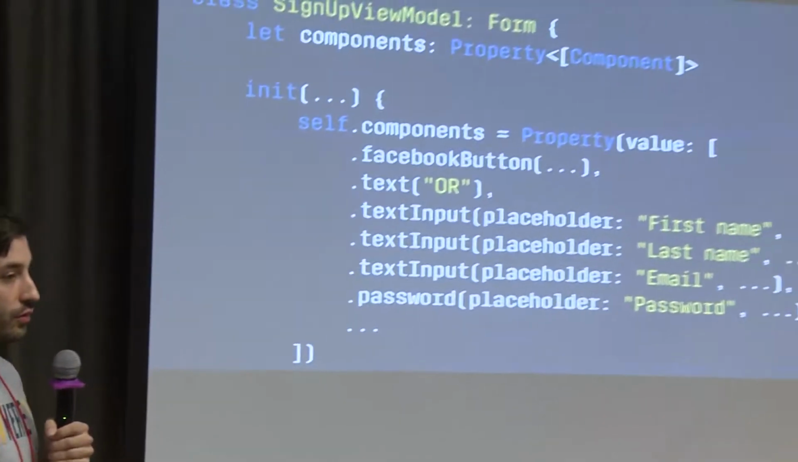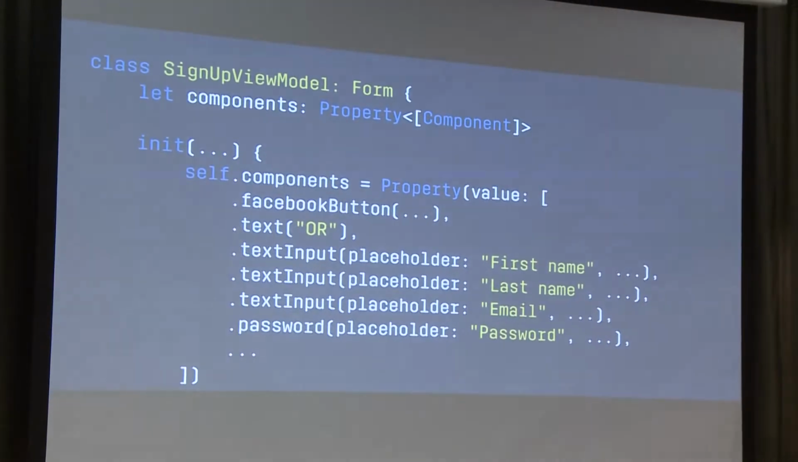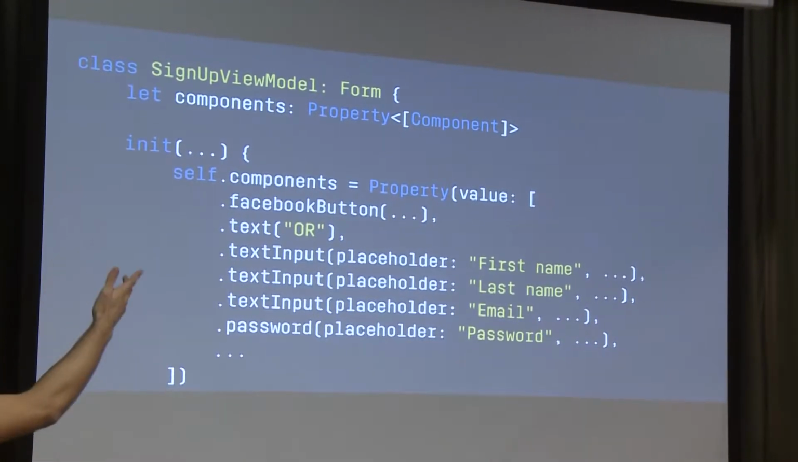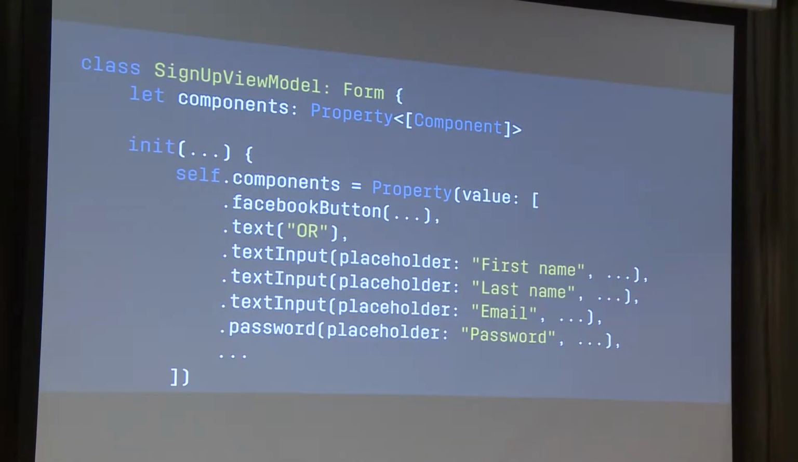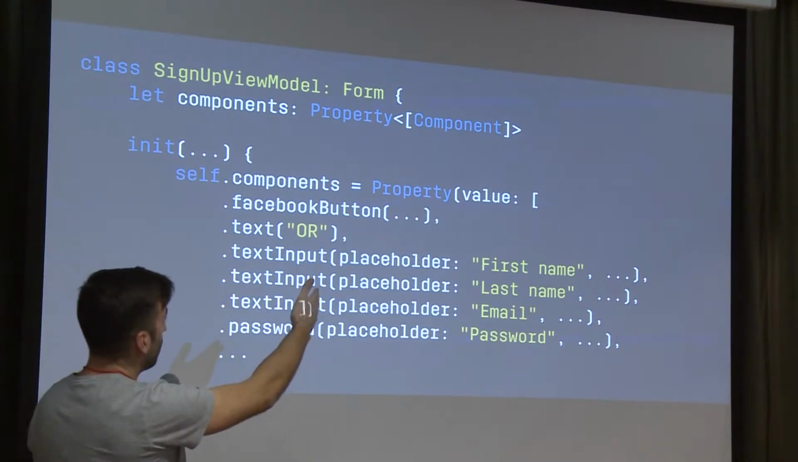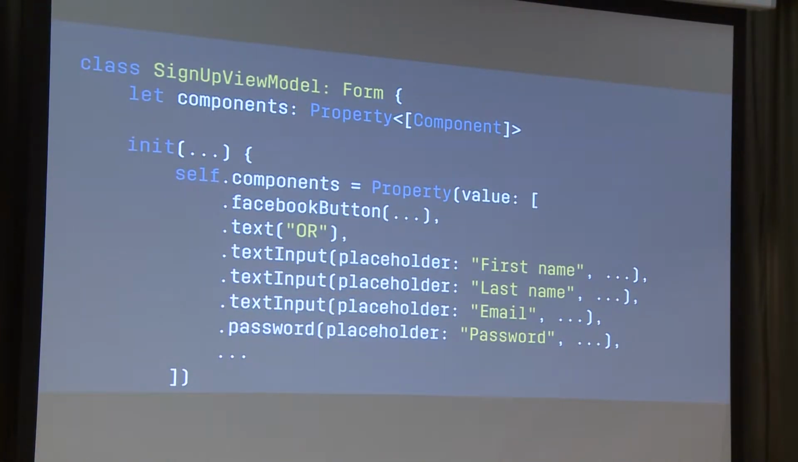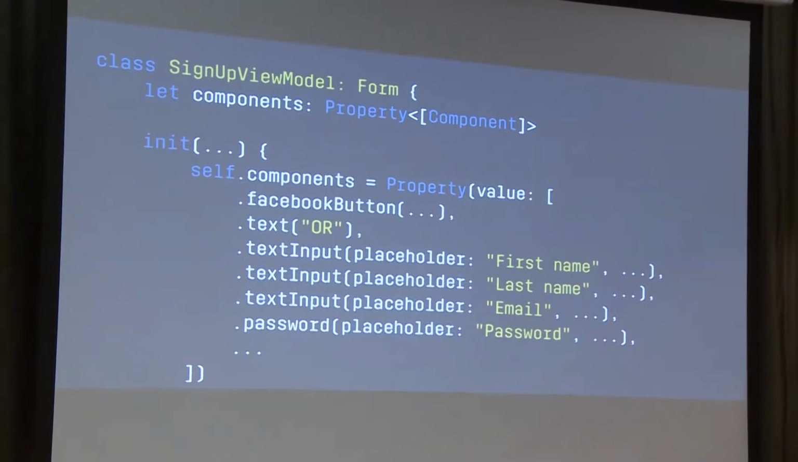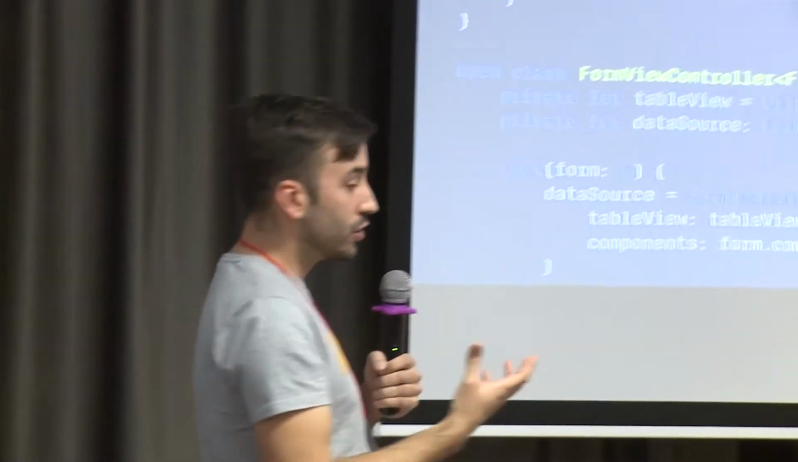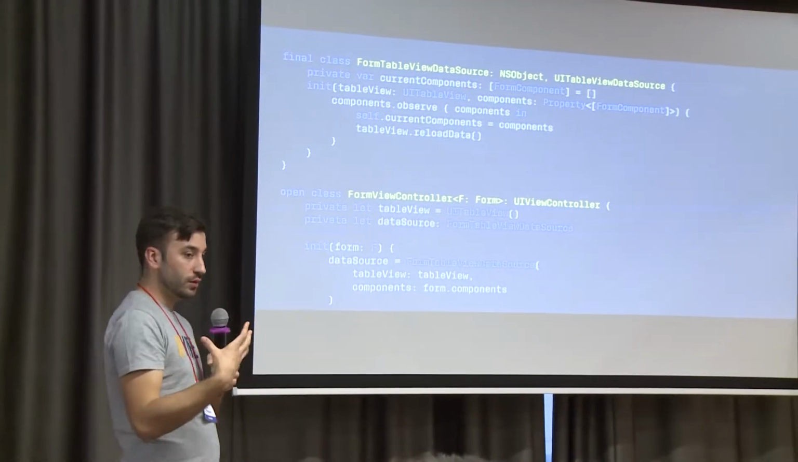So in this case, we have the sign up view model, and we comply with the protocol form. So we need to declare our property that contains the components, okay? And we need to define the initializer, and basically we define the property with the values that we saw previously, okay? So we have this view model that's essentially a representation of the form. Now we have this implementation, form table view data source, and form view controller, okay? Which are essentially the core and the base to get this form.